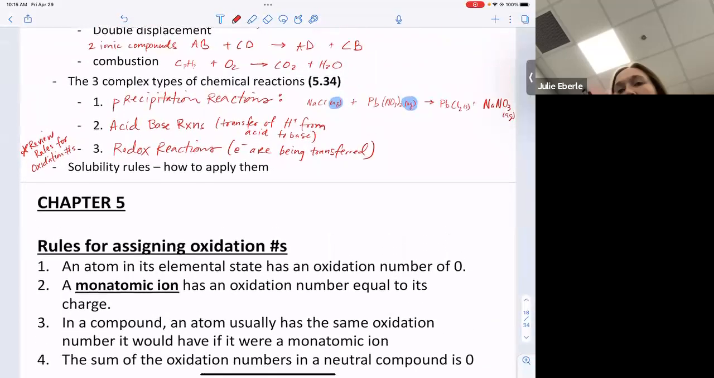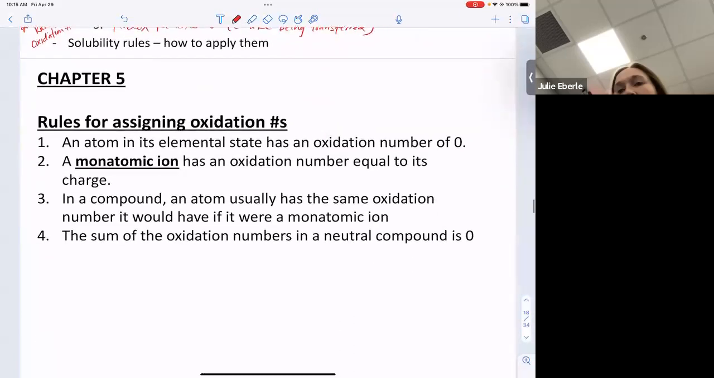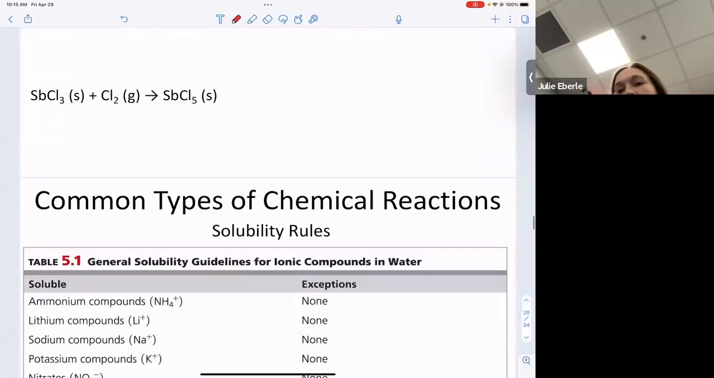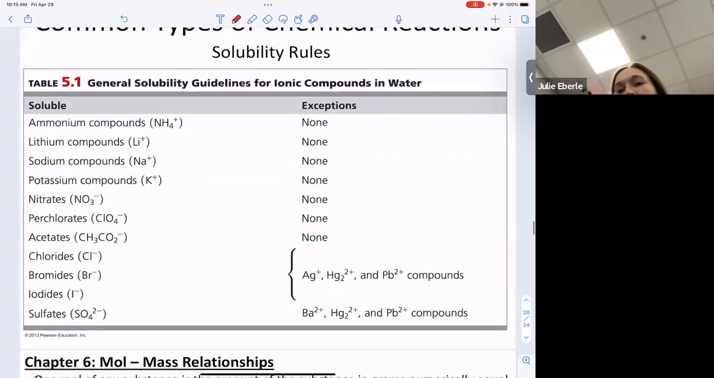And then this last thing up here just says solubility rules, how to apply them. You'll be given that chart. Just remember how to read that chart, which, do I have that down here? Yeah, here they are. Okay, here's the solubility chart.